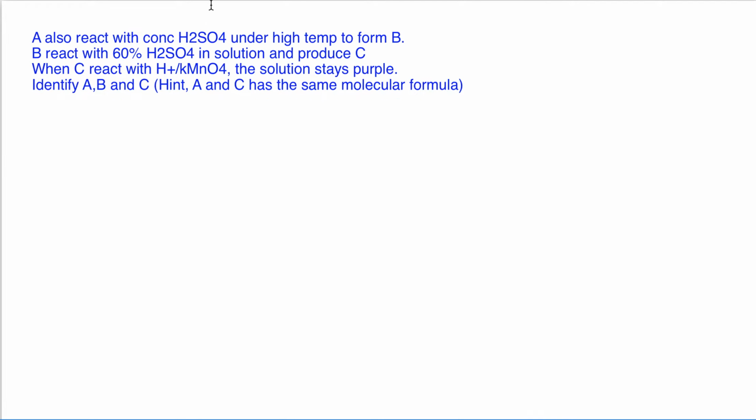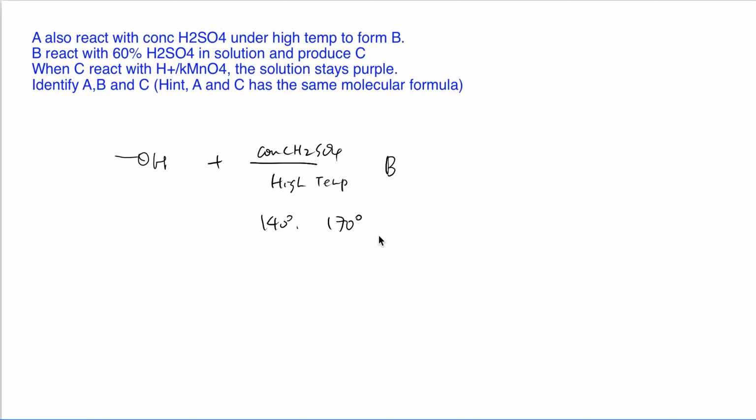Okay, it also tells you A reacts with concentrated H2SO4 under high temperature to form B. So alcohol reacts with concentrated H2SO4 under high temperature to form B. With concentrated H2SO4, we only learn 2 different conditions, which are 140 degrees and 170 degrees.